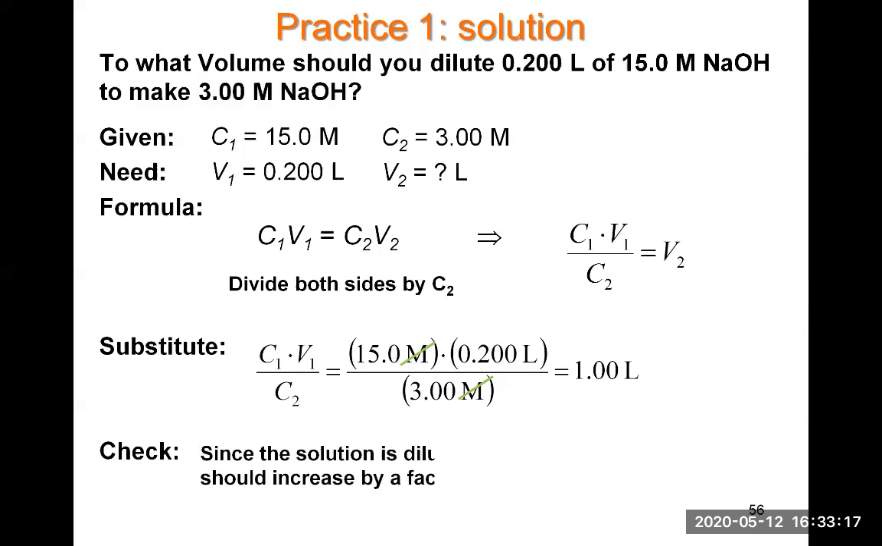So does it make sense? The solution is diluted by a factor of 5, because when you go from 15 molar to 3 molar, you've divided the concentration by 5. So then the volume should increase by a factor of 5, because they are inversely proportional. If you look at 0.200 liters and multiply by 5, you do get 1 liter. So the solution makes sense and is correct.